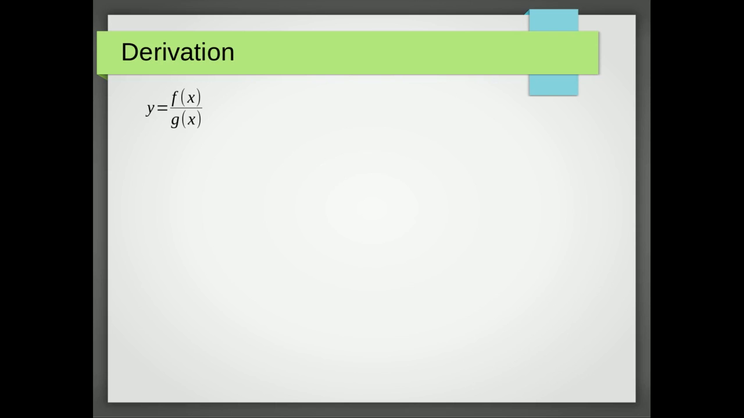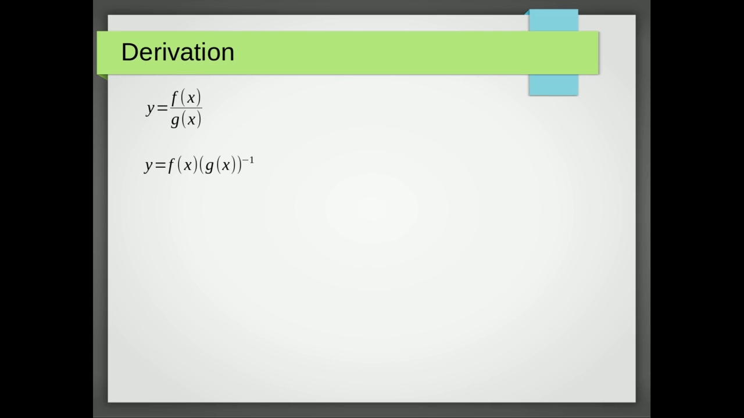So this is a quotient where we've got one function above another. The first thing we're going to do is rewrite that by bringing the g of x to the top. So we've got f of x multiplied by g of x to the power of minus 1. Now we've got a product. But before we start, let's consider what happens when we differentiate g of x to the minus 1.